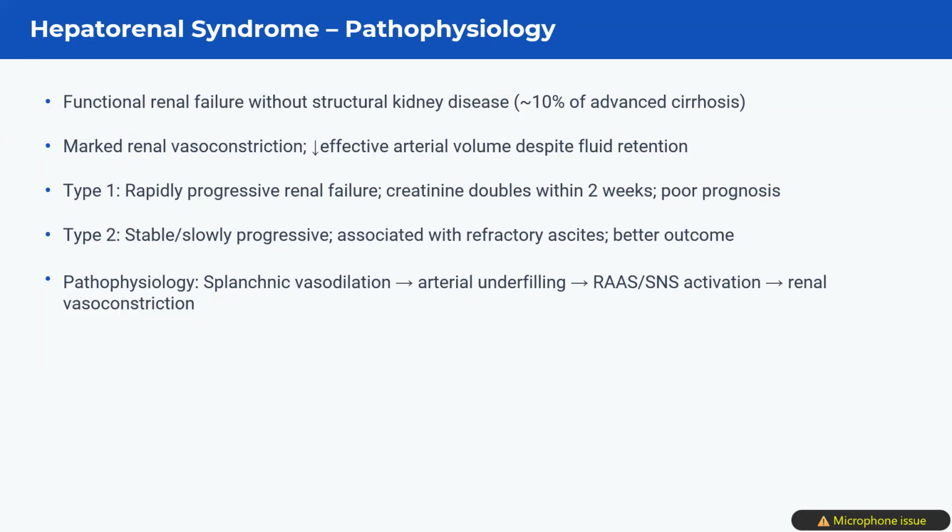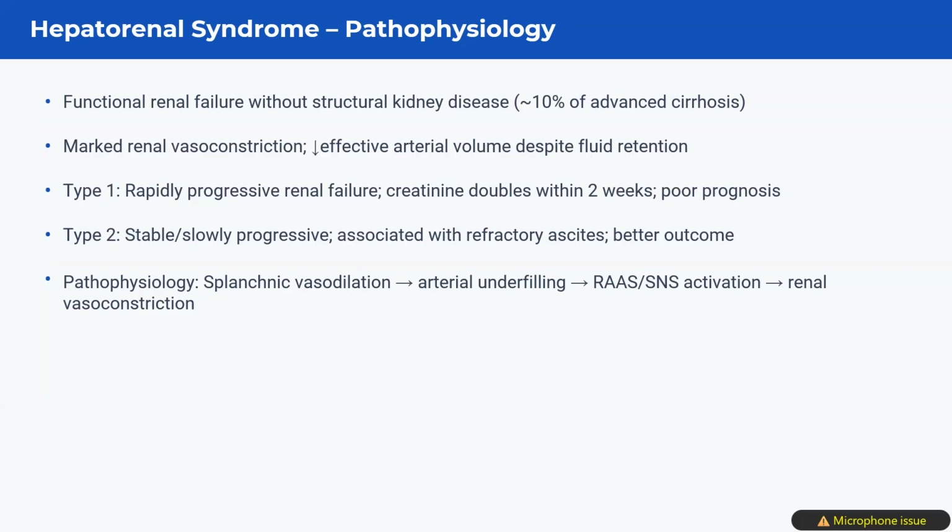There's the temporal trajectory, and this is where there's rapidly progressing renal failure. Creatinine doubles within 2 weeks, and this is often triggered by infection, bleeding, or large volume paracentesis without albumin replacement. The prognosis in that is poor, and median survival is often less than 2 weeks without transplant. And this is the acute collapse, where the kidneys abruptly exit from circulation.